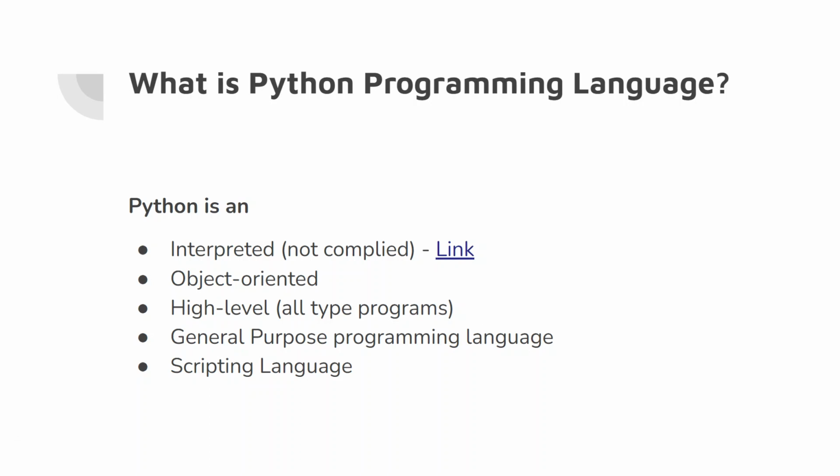It's also a high level programming language. That means we can solve all kinds of problems in this language. All kinds of problems means any kind of program you can create in this programming language. Like C and C++, they are, I think, medium level programming languages. They have some limitations. We can also say it's a general purpose programming language and a scripting programming language.